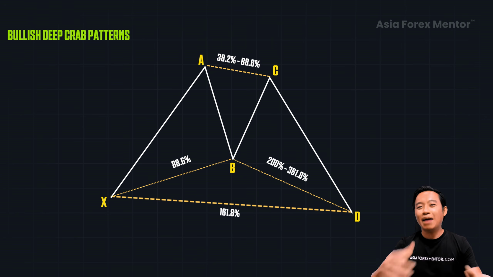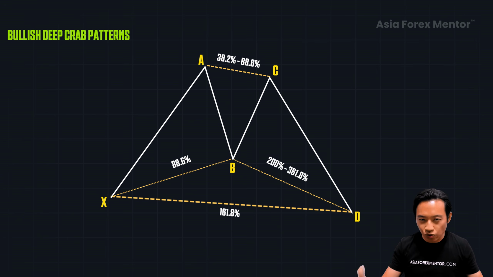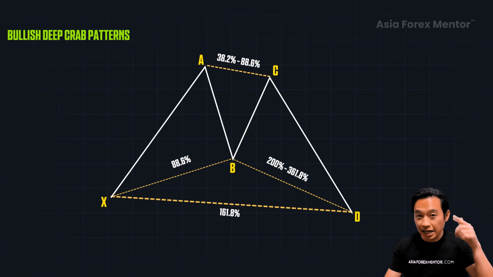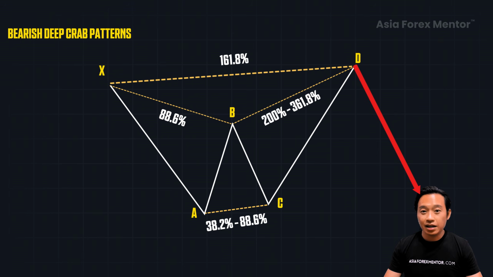Ratios are different. I'm putting all these ratios on the screen here. If you want, you can copy them, take a screenshot of them. But the main thing is the theory, understanding how to apply it. Again, no difference. We sell from point C and then we buy from point D with extra candlestick formations, etc. Bearish deep crab pattern, same thing, opposite direction, right?